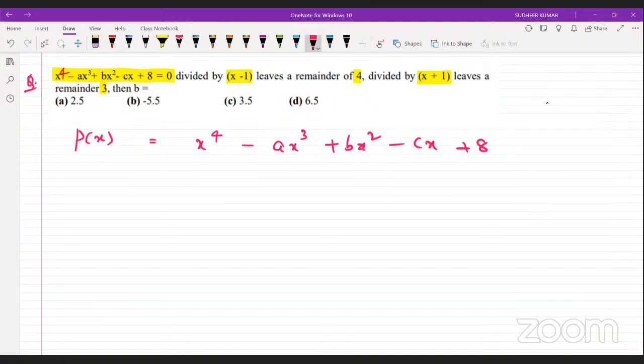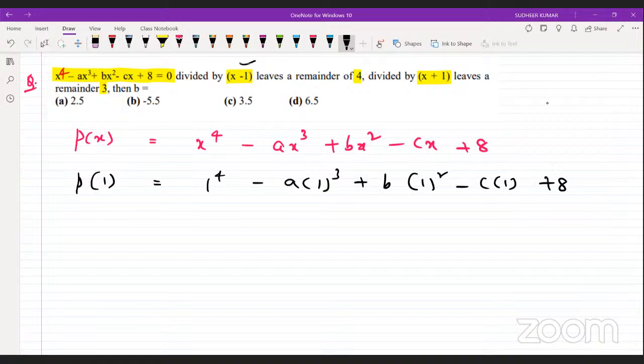Divided by x minus 1. If you divide it by x minus 1 using the remainder theorem, we can substitute x is 1. So let's substitute it: 1 to the power 4 minus a times 1 cube plus b times 1 square minus c times 1 plus 8 equal to 0. Then we get 1 minus a plus b minus c plus 8 equal to 0.